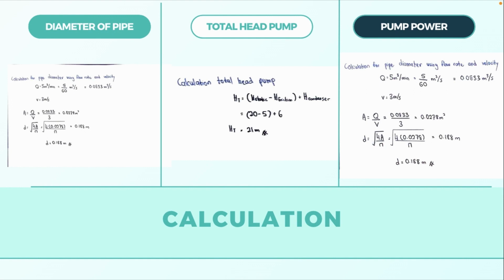Now, we go to the last step. We calculate the pump power by assuming an efficiency of 0.7, the density of water is 1000 kg per cubic meter, and gravity is 9.81 meters per second squared. The value of the pump power we get is 24.1 kilowatt.